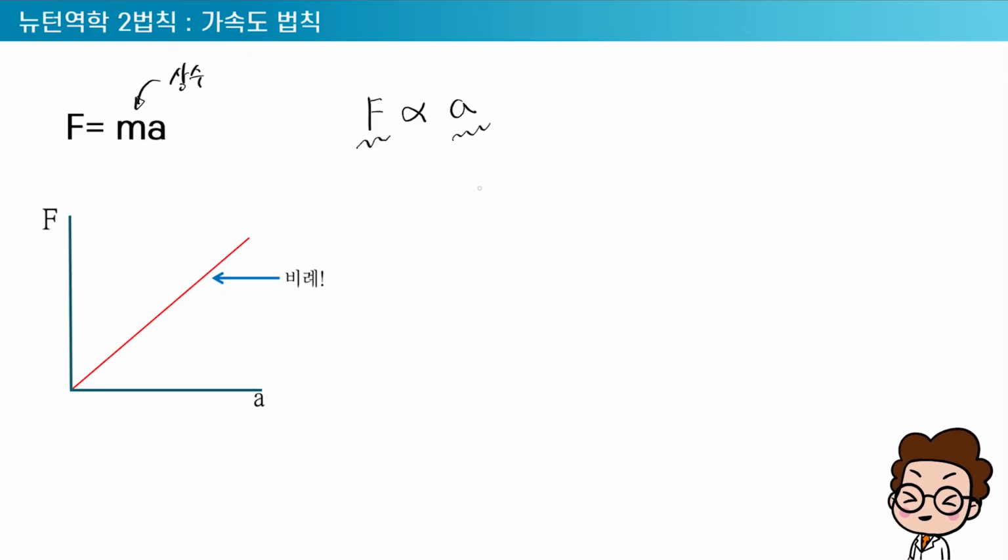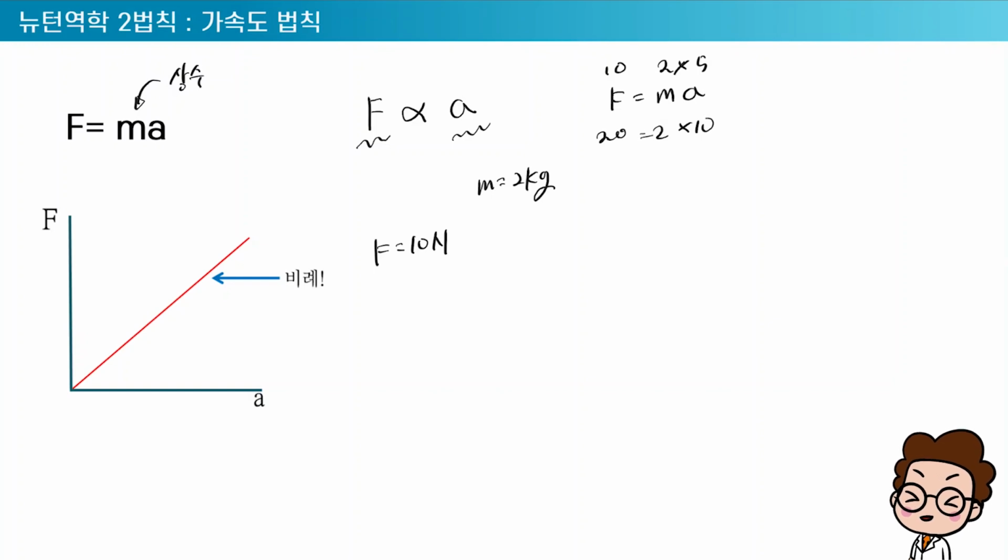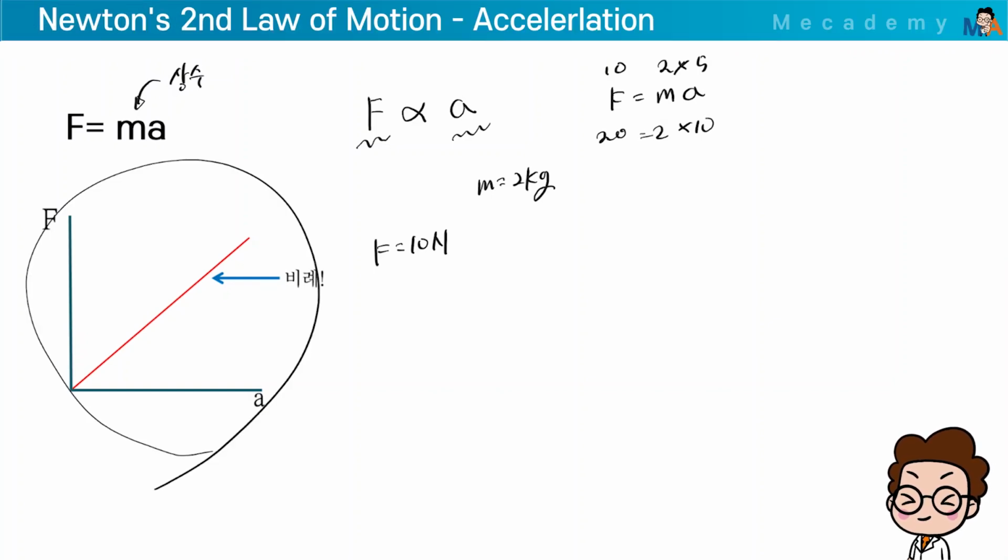For example, if a 2-kilogram mass is subjected to a 10-Newton force, then according to F equals ma, the acceleration would be 5 meters per second squared. But here, if the force becomes 20 proportionally, the acceleration becomes 10. It doubles like this. It follows this proportional law.